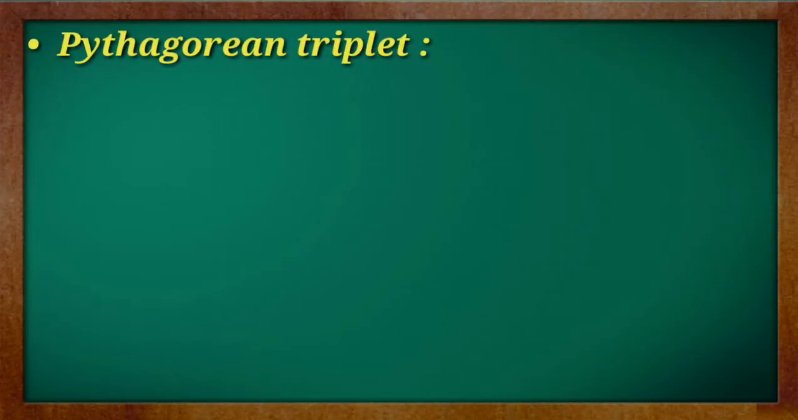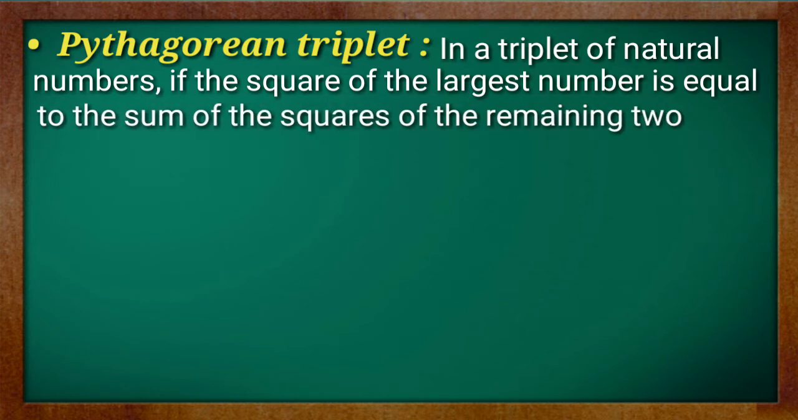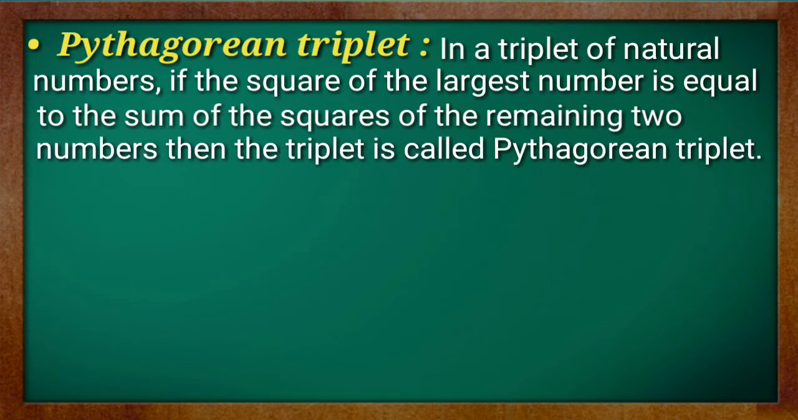First one Pythagorean triplet. What is statement? That is, in a triplet of natural numbers, if the square of the largest number is equal to the sum of the squares of the remaining two numbers, then the triplet is called Pythagorean triplet.